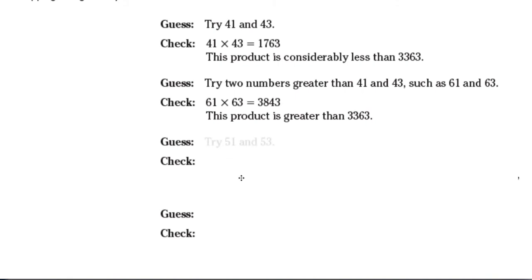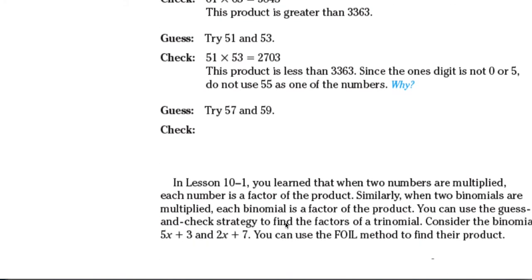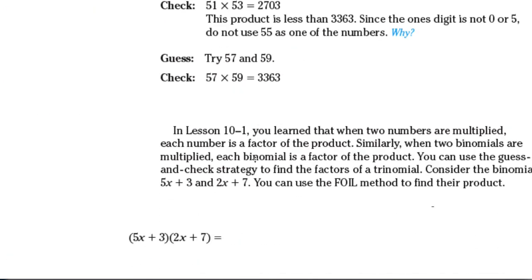So we guess a little bit lower. We try 51 and 53, and that's 2,703, which is still lower. So we guess a pair of consecutive odd integers higher than 51 and 53. We try 57 and 59, and voila, we have the exact answer of 3,363. And that's how you use the guess and check method to find the answers to particular problems.